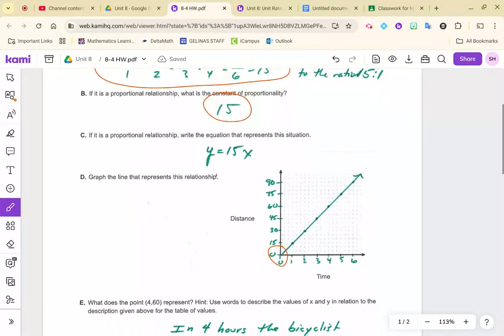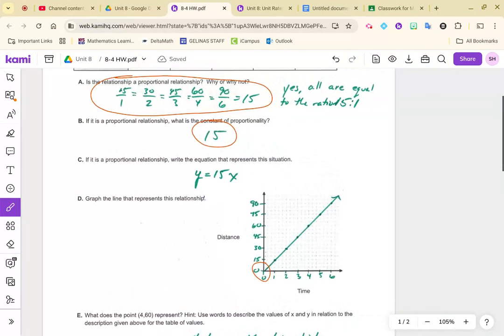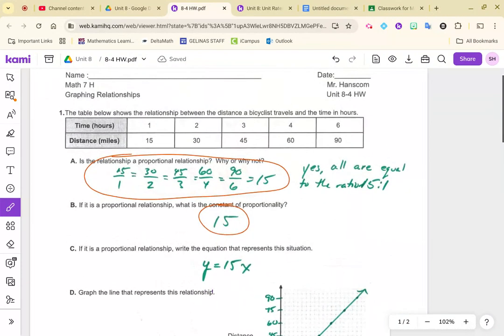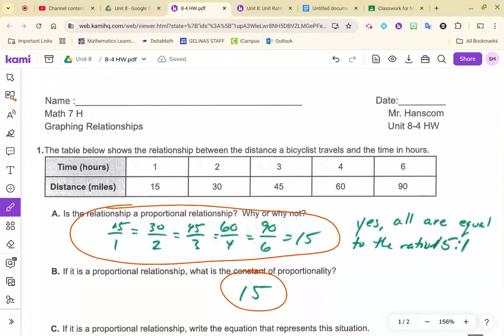And so the point (4, 60) up here, we know what it represents because we go back to the table and we see that that constant of proportionality of 15 was saying 15 miles is how far the bicyclist is traveling in 1 hour. So what (4, 60) as a point would mean on the graph is that the bicyclist traveled 60 miles in 4 hours. So we can see that because the units were given to us in the table.